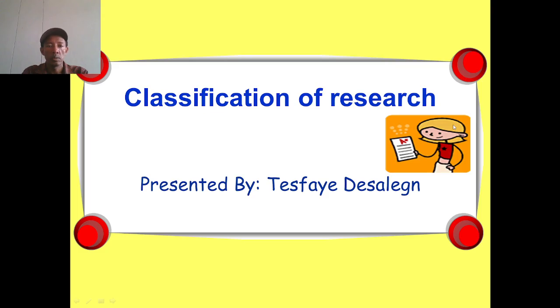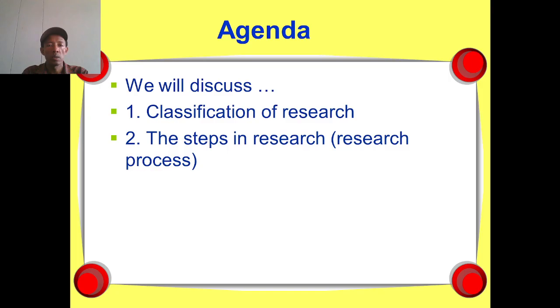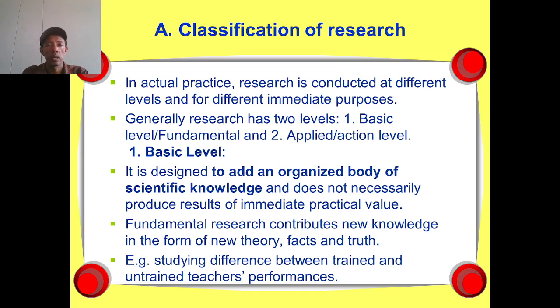Today we are going to see classification of research. We'll discuss this classification of research, the steps of research or research process. Number one, this classification of research. Research is conducted at different levels and for different immediate purposes.